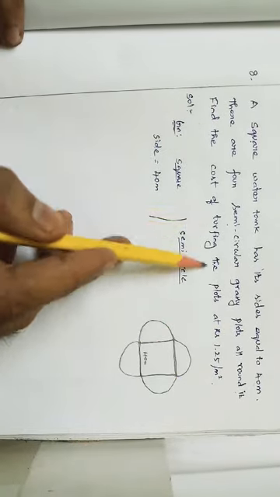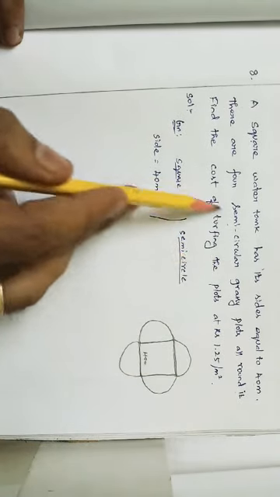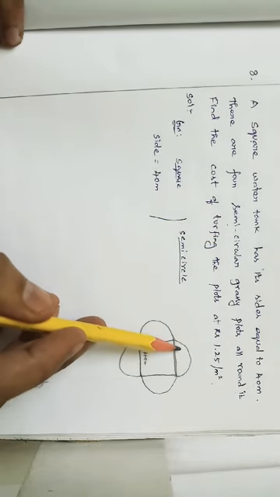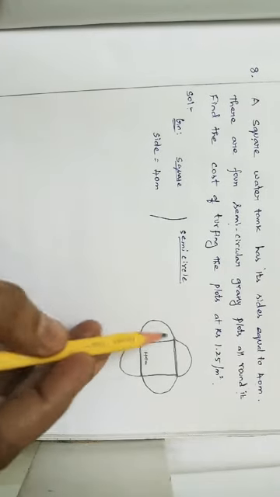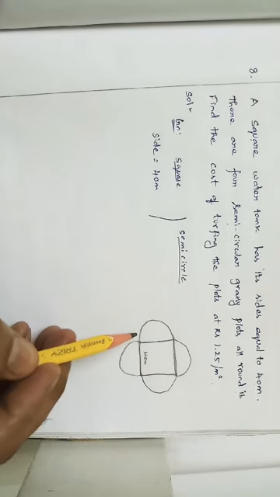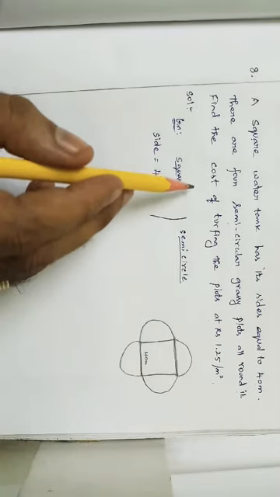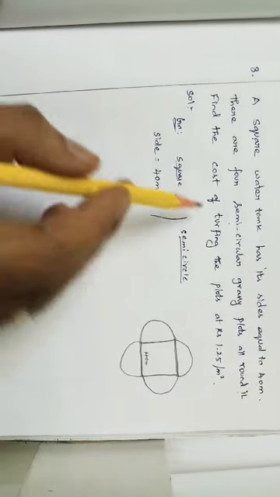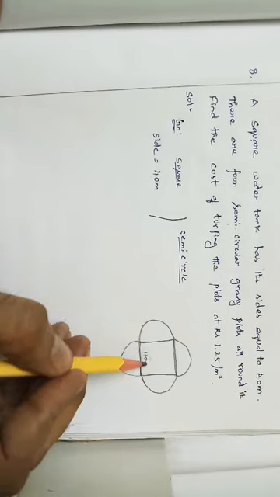Find the cost of turfing the plats at rupees 1.25 per meter square. Turfing means they are turfing only the 4 semicircles alone. So first we want to find the area of the 4 semicircles, and after finding the area, we just multiply by the cost and we'll get the cost of turfing the plats.